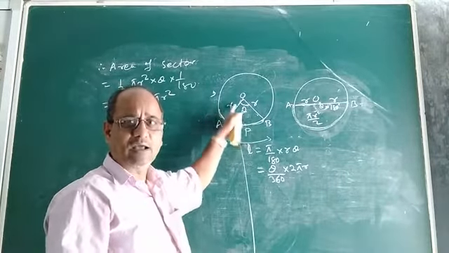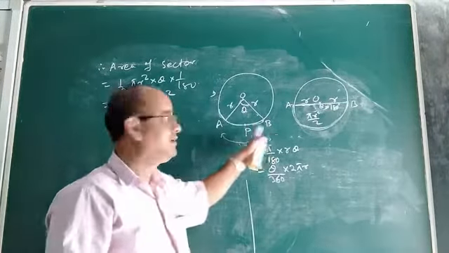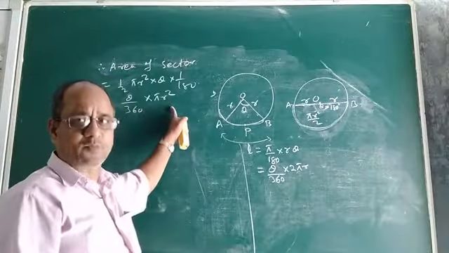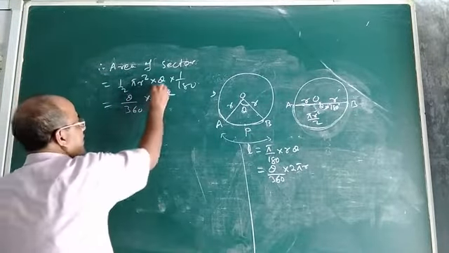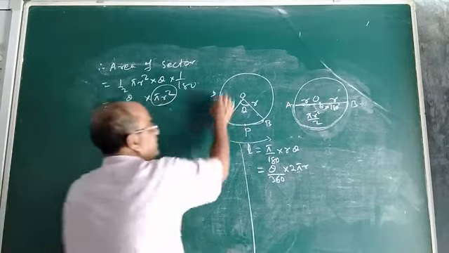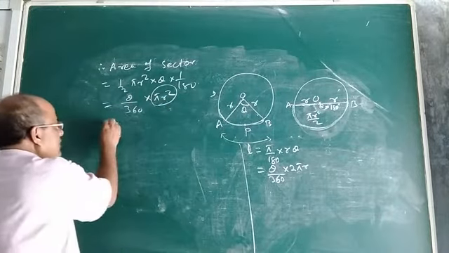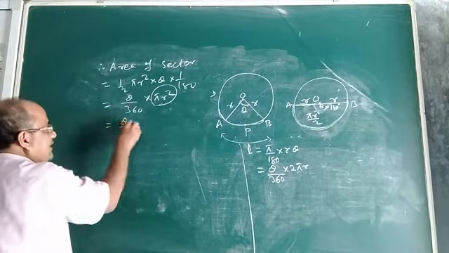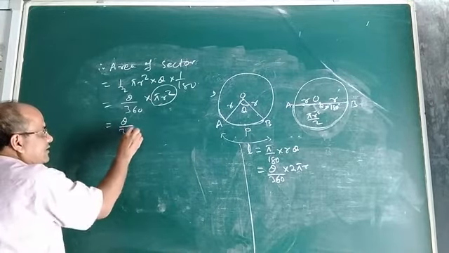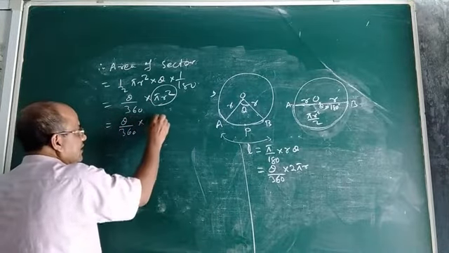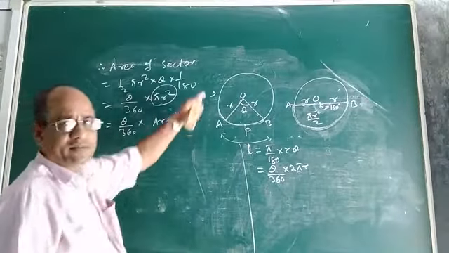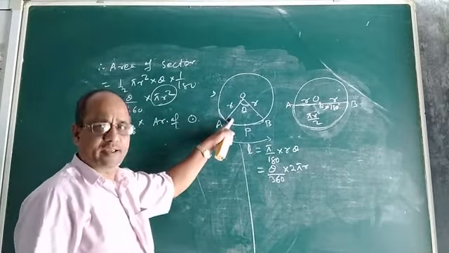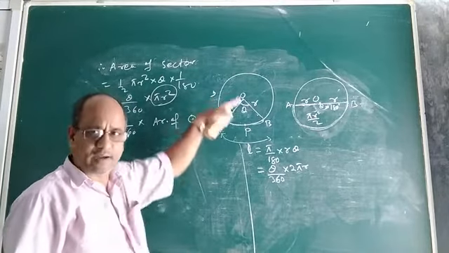at the center, having radius say r, then its area will be given by this formula, theta by 360 into pi r square. And this pi r square is the area of the circle. So we can write the area of the sector as theta by 360 into the area of the circle. That means, if the radius is given, find the area of the circle.